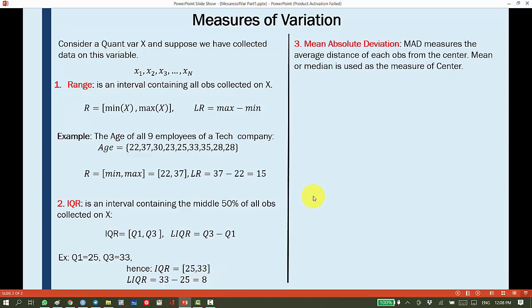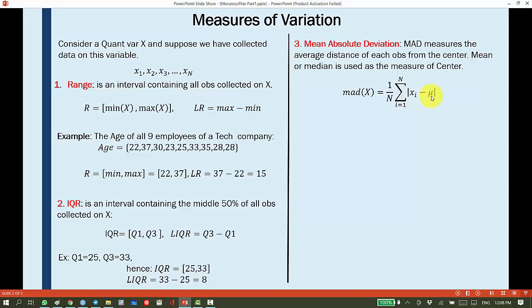The third measure of variation is mean absolute deviation. Mean absolute deviation is actually a method which is measuring the average distance of each observation from the center. Mean or median can be used as the measure of the center. In other words, we try to find the average distance of every observation from the mean or from the median. The formula for mean absolute deviation is 1 over n, the sum of absolute value of xi minus mu.